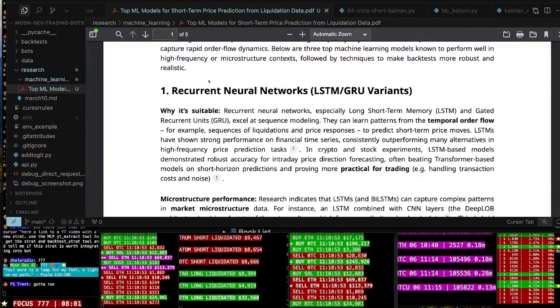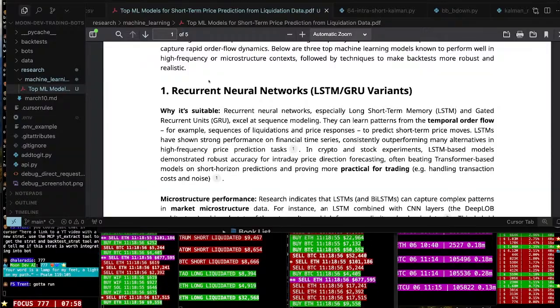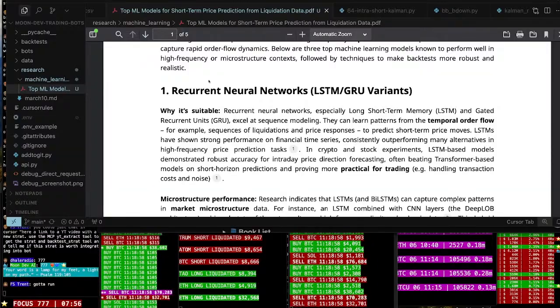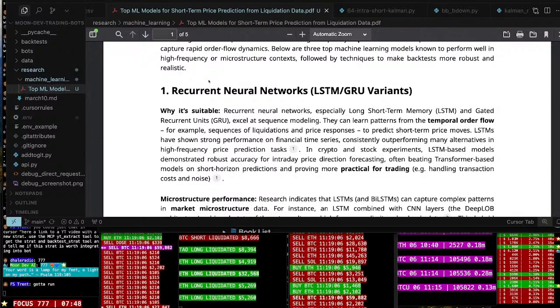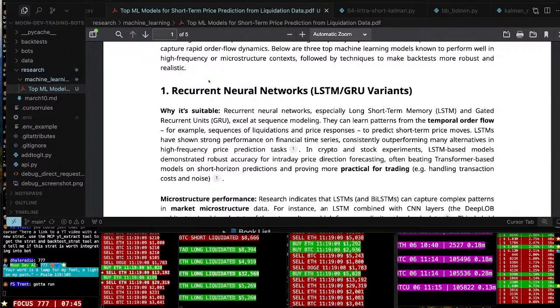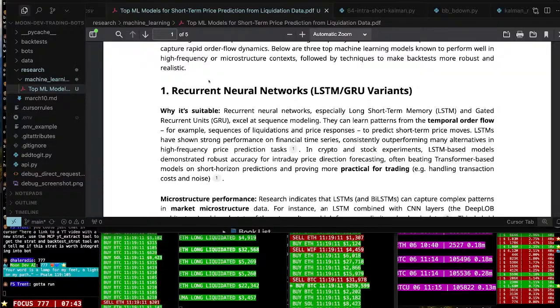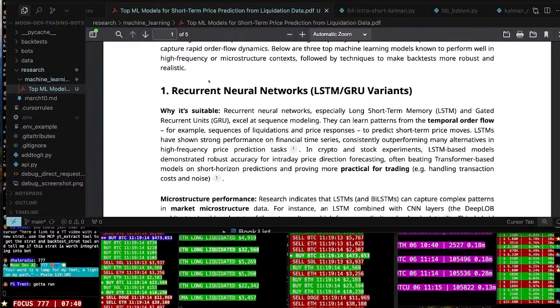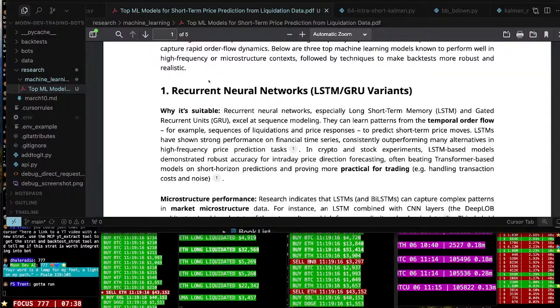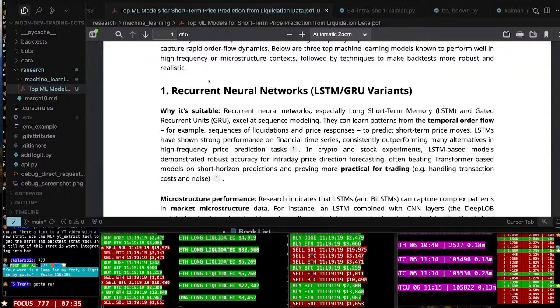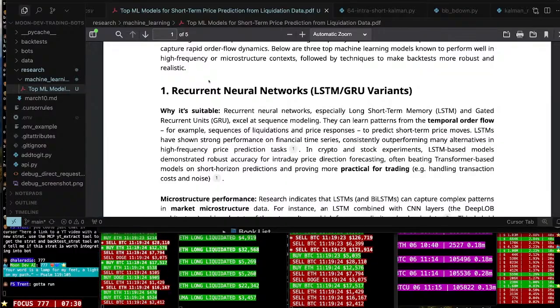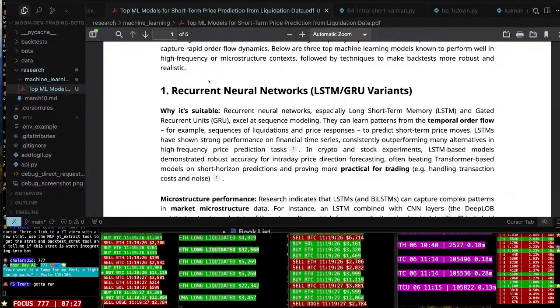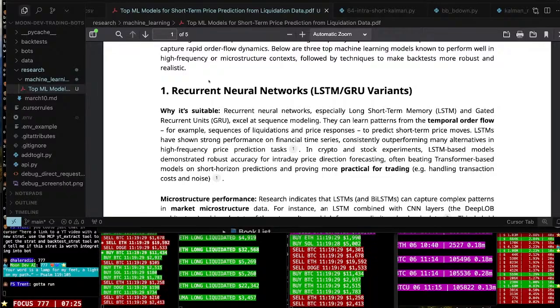Why it's suitable. Recurrent neural networks, especially long short-term memory, LSTMs, and gated recurrent units, GRUs, excel at sequence modeling. They can learn patterns from the temporal order flow. For example, sequences of liquidations and price responses to predict short-term price moves. LSTMs have shown strong performance on financial time series, consistently outperforming many alternatives in high-frequency price prediction tasks.